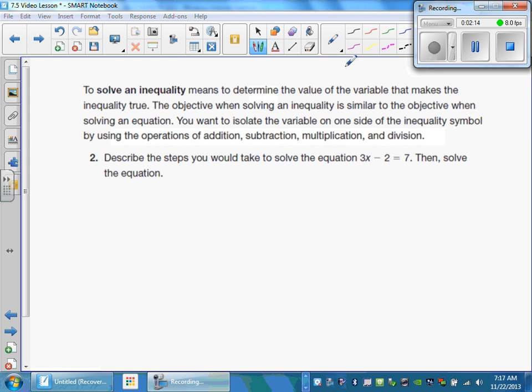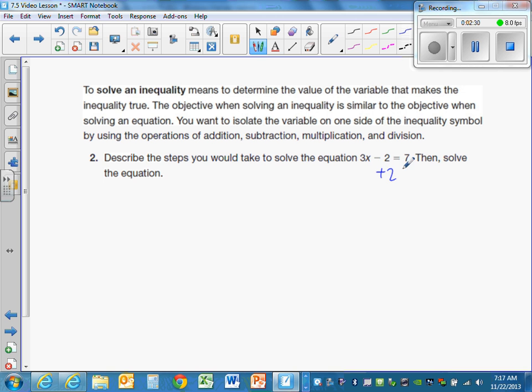After reading this paragraph, you should have gotten out of it that solving an inequality is basically the same thing as solving an equation. We want to get the variable all by itself on one side by using the inverse operations. So to solve this equation, we would add 2 to both sides. Here it's going to cancel out, so we're left with 3x equals 9. And then the next step is to just divide by 3 on both sides, because again we're trying to cancel it out. So we're left with x equals 3. Okay, so you're solving inequalities the same way that you solved equations.